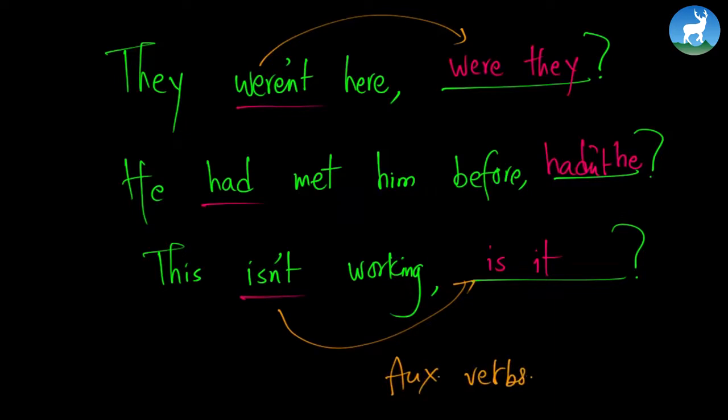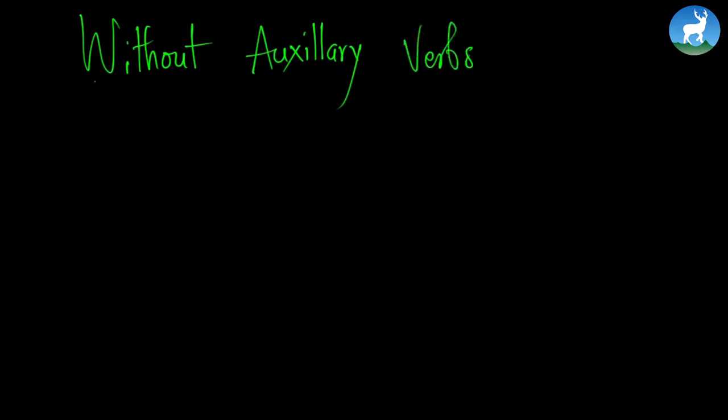What if the sentences do not have auxiliary verbs? Let's think about that. Without auxiliary verbs. What if the sentences do not have any auxiliary verbs? If the main part of the sentence does not have an auxiliary verb, the question tag uses an appropriate form of do. So what do? We use an appropriate form of do.